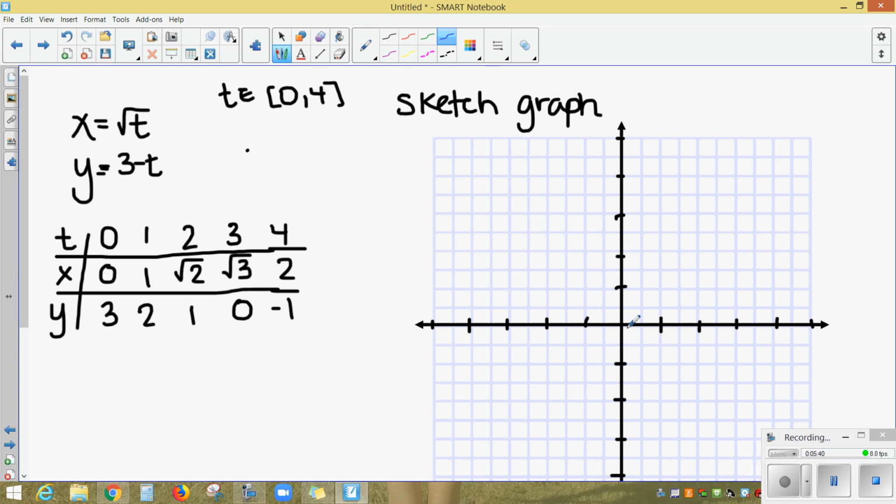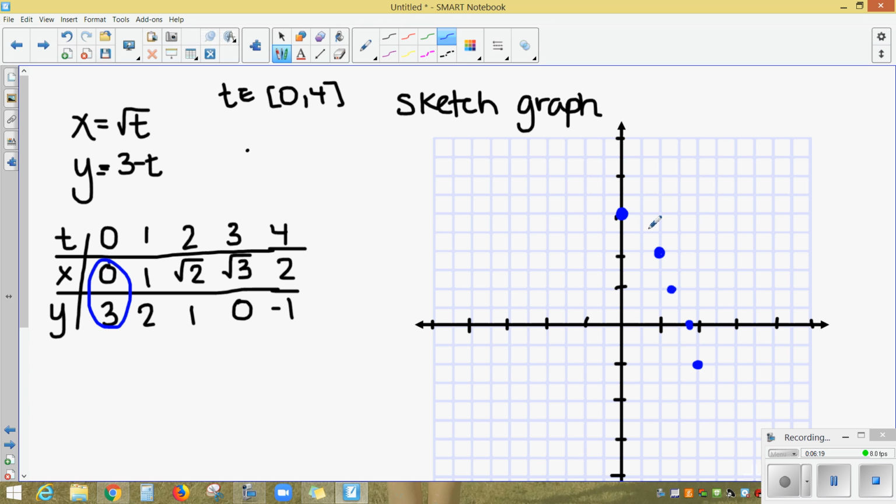So if I want to draw a sketch of this curve, the plane curve that goes along with these parametric equations, my first ordered pair is 0, 3. So x equals 0, y equals 3. Then it goes through the point 1, 2. It goes through the point square root of 2, which is just less than 1.5, 1. Square root of 3, 0. Square root of 4, which is 2, negative 1. Make these dots kind of big so I hit the right vicinity.